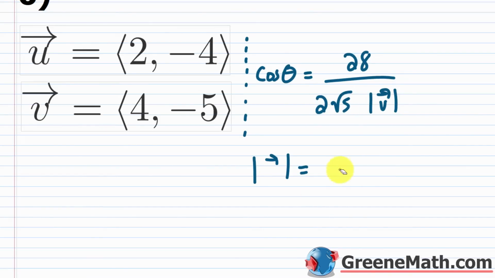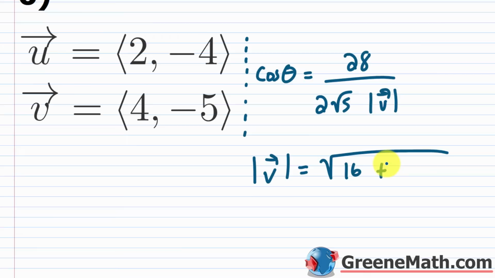And then for the magnitude of the vector v, this is the square root of 4 squared, that's 16, plus -5 squared, that's 25. So 16 plus 25 is 41. So this right here would be the square root of 41.